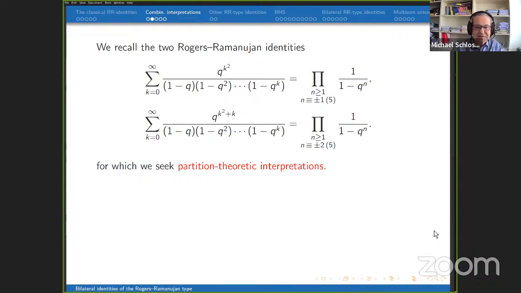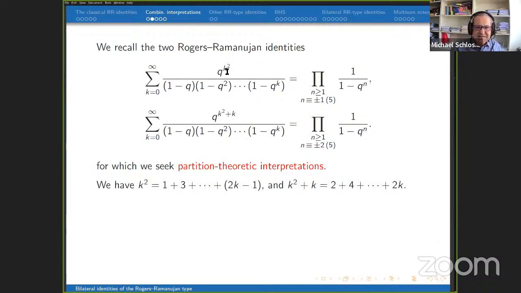And we can give partition theoretic interpretations of these two identities, but that itself does not prove these identities. It just shows that the left-hand side has a partition interpretation, as does the right-hand side. A direct combinatorial bijection is actually still open.